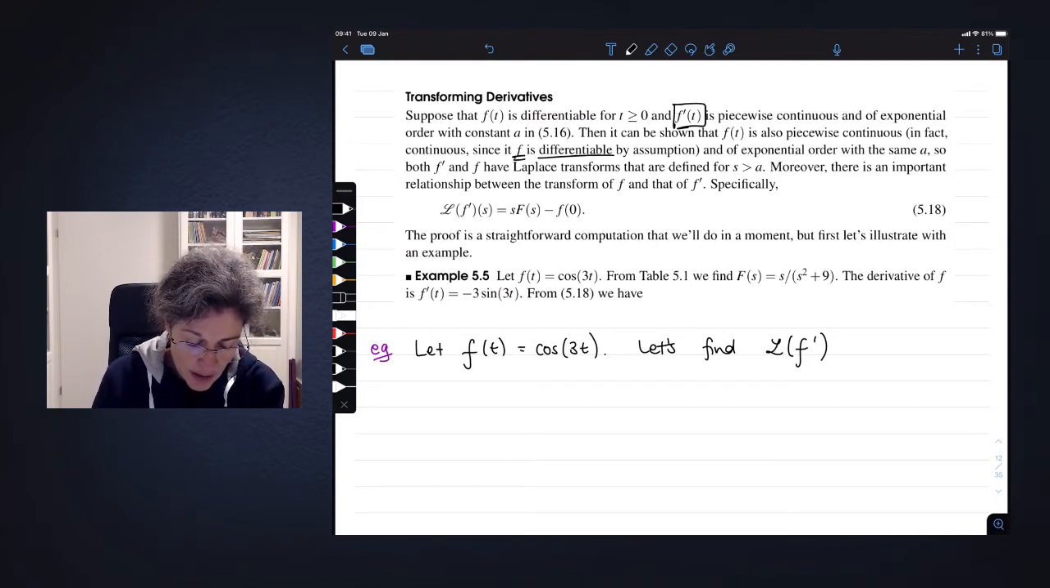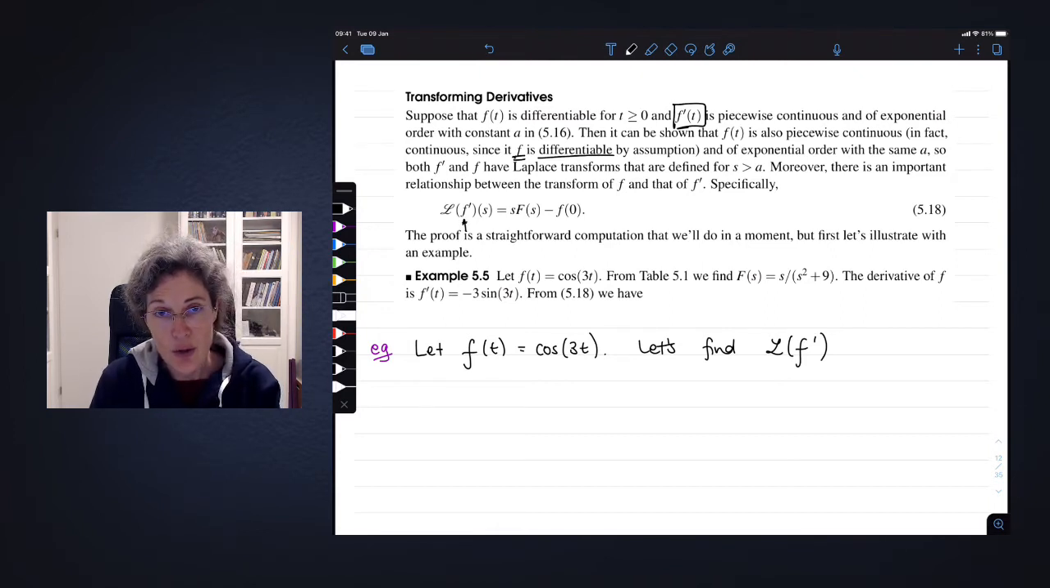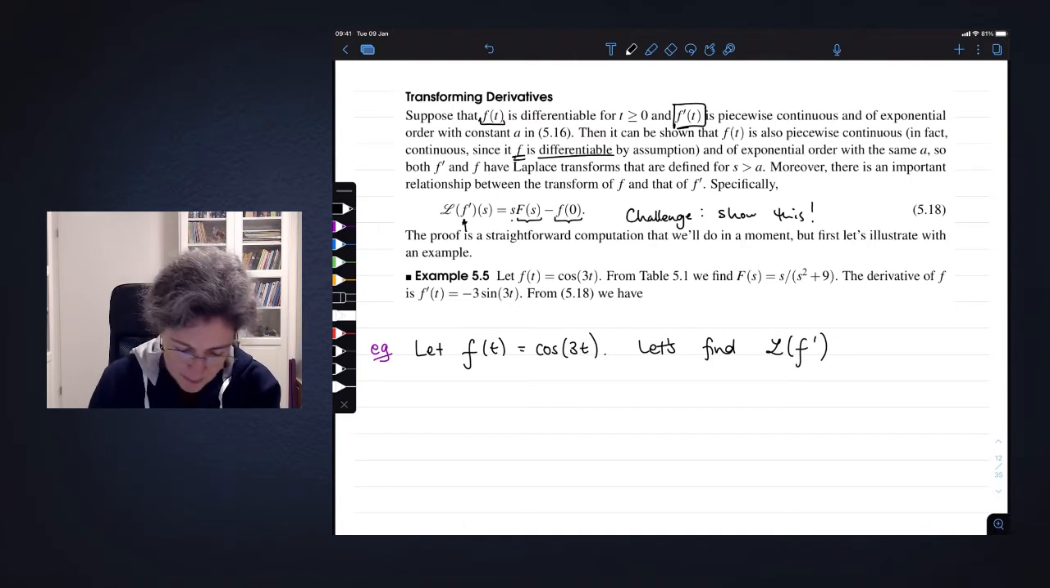Then we can find the Laplace transform of the derivative, and you can actually show, and I do encourage you to do this, that the Laplace transform of the derivative of the function is s times the original function, so the thing before the derivative, minus whatever that function value was at 0. So this is my challenge. Go and show this. You just need to do the integral, and it's straightforward.